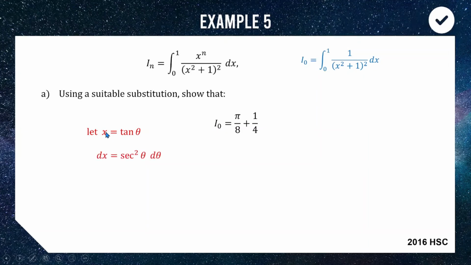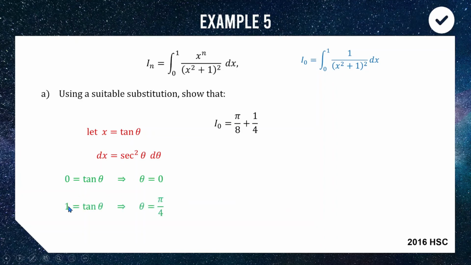So we'll do our dx, so the derivative of x is equal to sec squared theta d theta. That's going to be substituted in for dx on the end. We'll very quickly change our limits. So when x is equal to 0, tan of 0 gets us 0, so the 0 doesn't change.